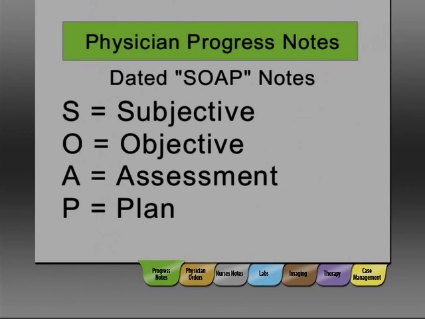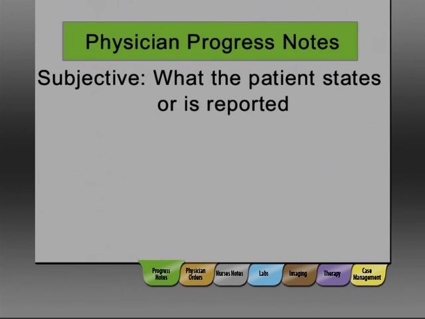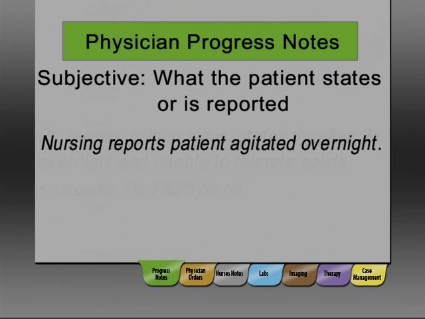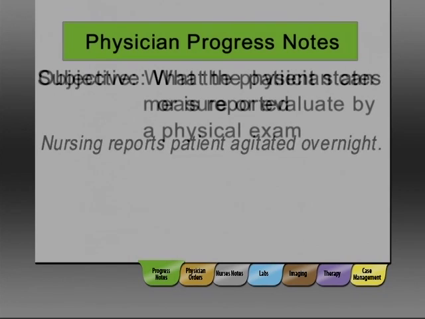SOAP stands for subjective, objective, assessment, and plan. In the S, or subjective area, are items that have been subjectively reported to the physician, such as patient reports pain in sides, states vomited 3 times overnight and unable to tolerate any intake that is solid, reports nausea, no fevers, chills, or dysuria, or nursing reports patient was agitated overnight.